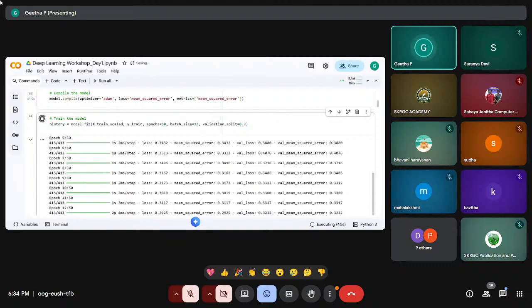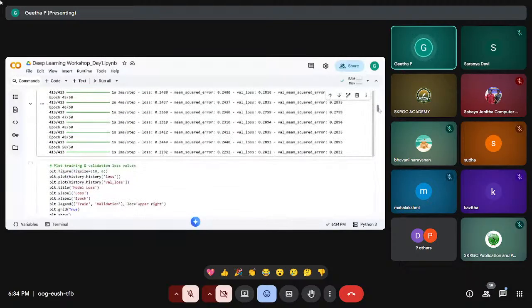So the number of samples processed before the model updates the weights. And we can have the validation split as 0.2. It will reserve 20%, where 0.2 represents 20%. Here we have trained on 80% of the data already. So it reserves 20% of the training data for validation. It will be used to check how well the model is performing.